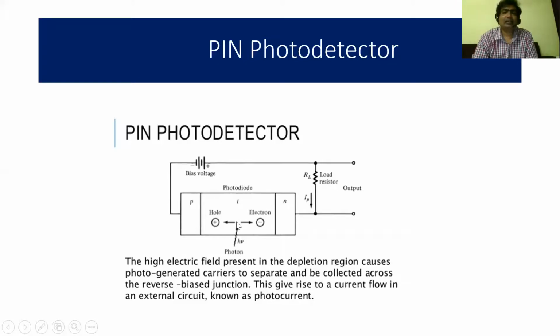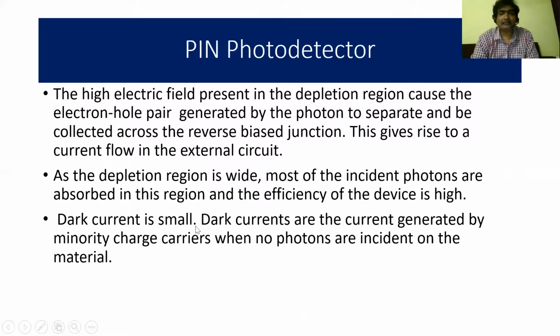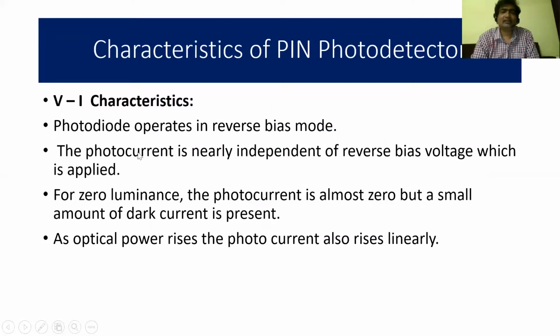This electric field pushes the holes into the P region and electrons into the N region. Now the electrons which enter the N region are attracted by the positive terminal and flow in this direction. The motion of electrons will create current, and finally they recombine with the holes in the P region. Dark current is small. Dark currents are the currents generated by the minority charge carriers when no photons are incident on the material.